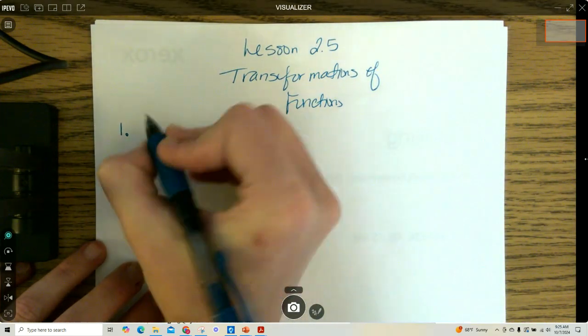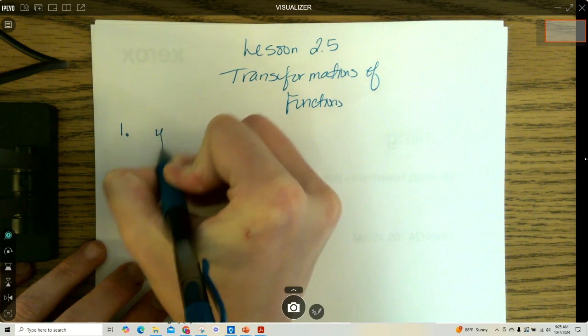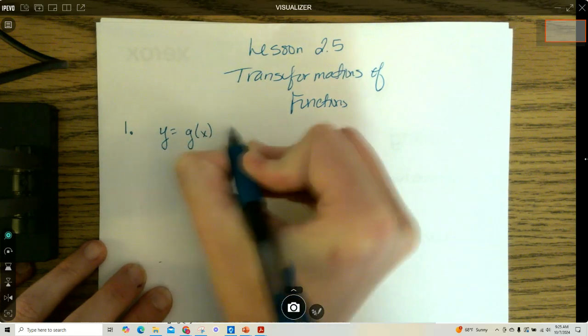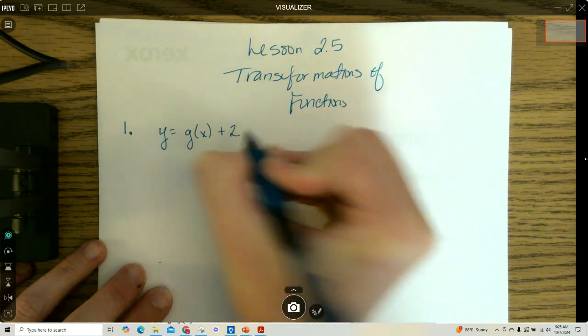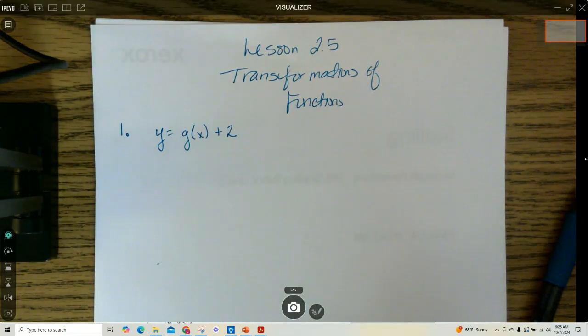Suppose that the graph of function g is known. The graph of y equals g of x plus 2 may be obtained by a blank shift of the graph of g. Y equals g of x plus 2.